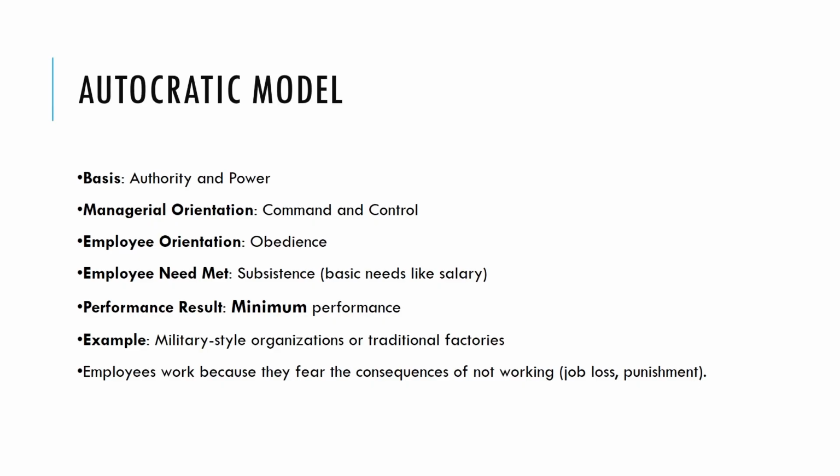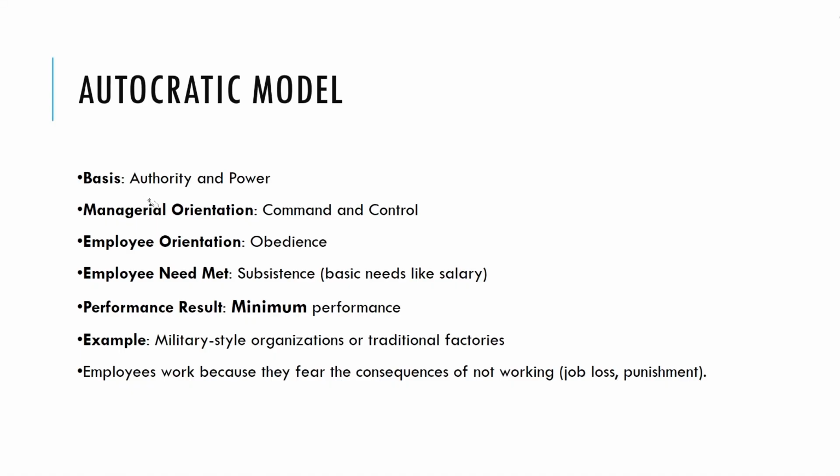So we are going to start with the OB models, and firstly we will be discussing the autocratic model. From the word autocratic, you will already have an understanding of this model, where this model works on the basis of power, where the managers show their power in dealing with their employees. So this model is based on authority. Authority and power here mean that whatever work is given to the employees, it is expected that they would do it as stated. If you look at the managerial orientation, this is purely based on command and control.